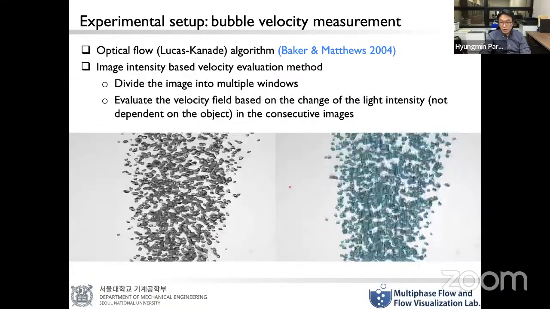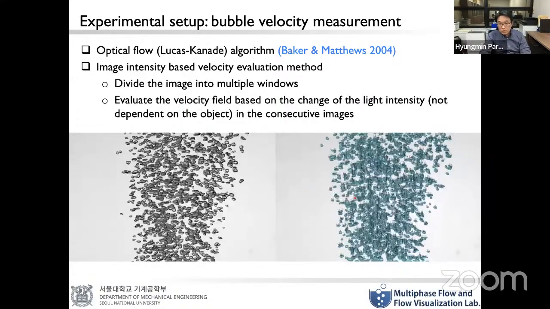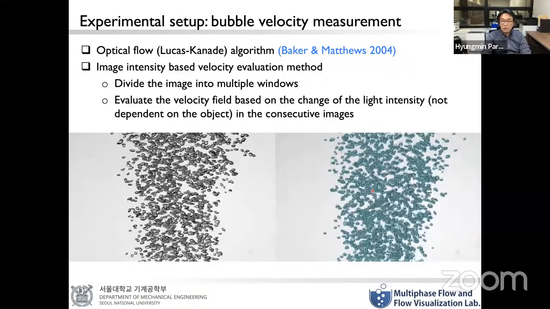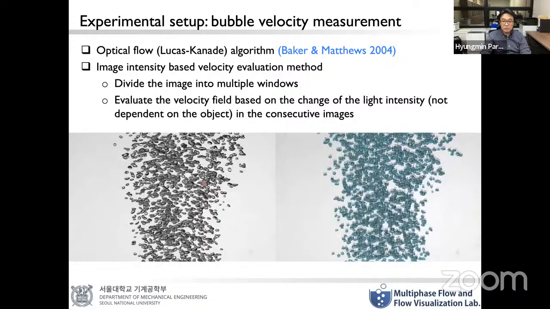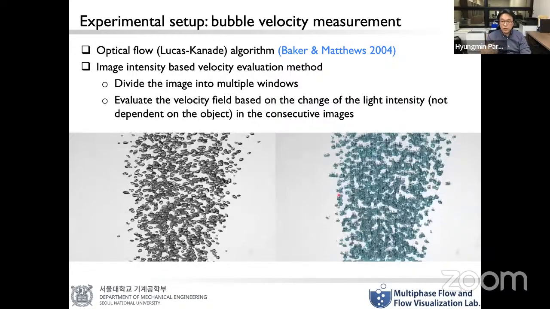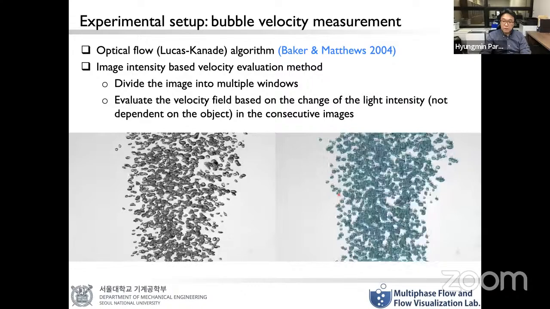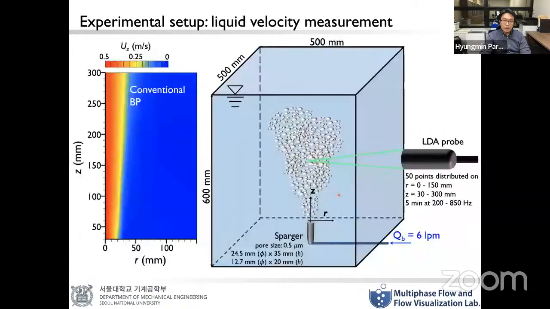So you can see that we confirm the result is quite reasonable. Even with these higher void fraction problems, it is possible to get the measurement data for the bubble velocity. And for the liquid phase, we use the typical LDA measurement.